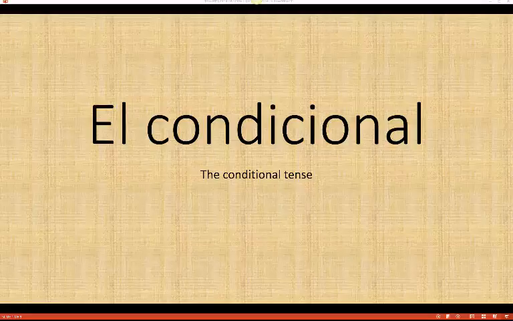So today we're going to talk about the conditional tense. This is a fairly easy tense as far as conjugations go and as far as the use of it. So a review for those of you who have seen it before, just to make sure that you're on top of it.